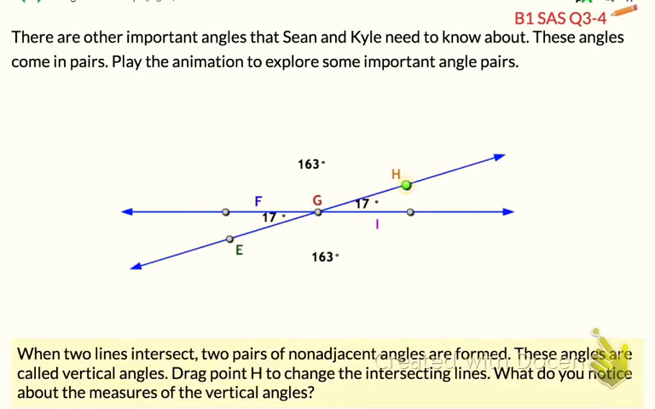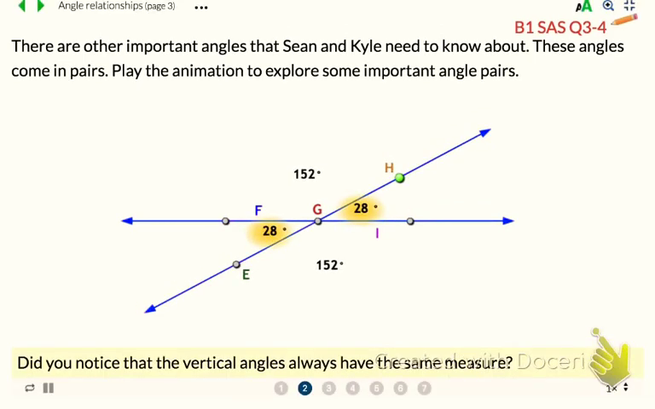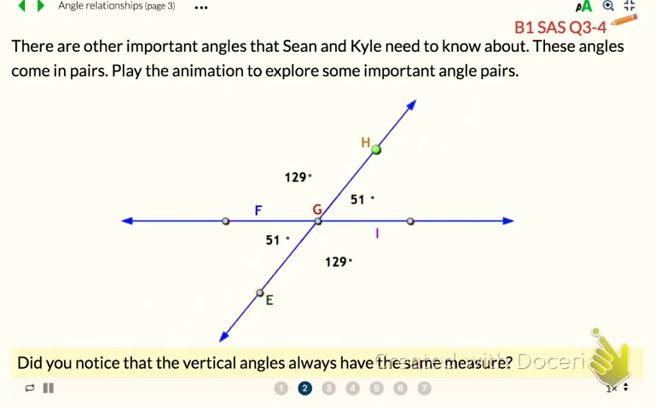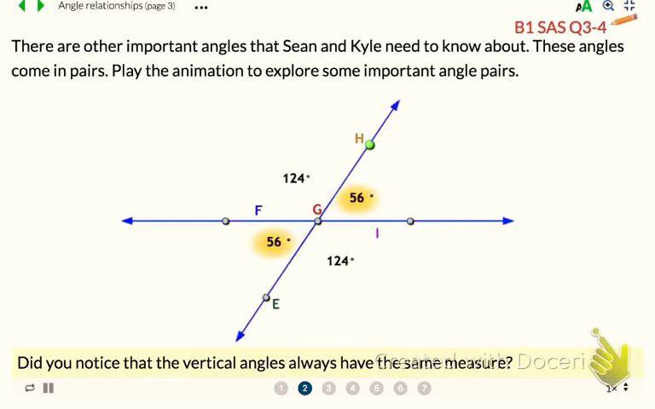Drag point H to change the intersecting lines. So they want us to drag this point H. And what do we notice about the measures of the vertical angles? So if we look at it now, it's starting out where before FGE and HGI were smaller. Now that I have raised H, they're both equal to 28. And also at the same time, when I had 28, these vertical angles were 152. But when I change the 28, it also affects those other two angles. So notice that it matters for both of the angles when we do that.